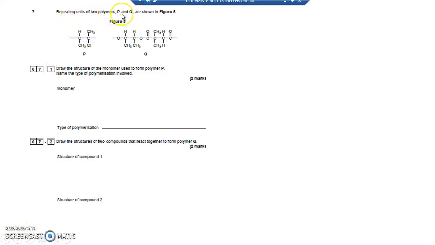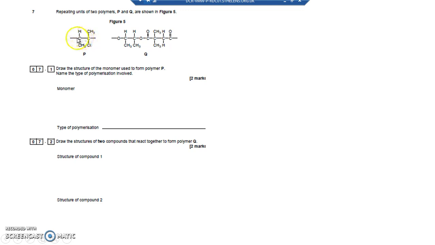Repeating units of two polymers P and Q are shown. So this one's got carbon-to-carbon double bonds, carbon-to-carbon single bonds right down its backbone. So it's been formed from a carbon-to-carbon double bond. So it's been a monomer with a carbon-to-carbon double bond formed in an addition reaction. So this is an addition polymer.